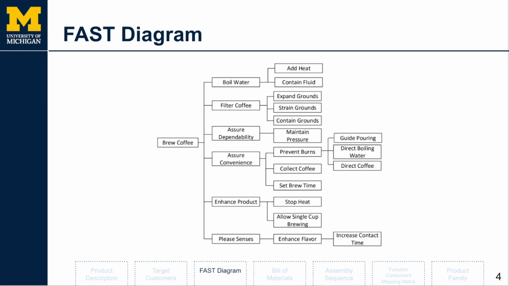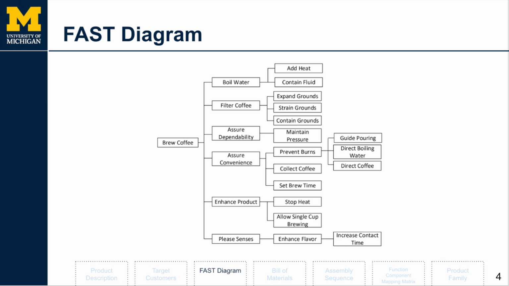We want to ensure dependability by maintaining pressure. So we don't want any leaks. We want that boiling water to be able to rise up through our unit and then onto the grounds. In order to ensure convenience, we want to prevent the user from getting burned by guiding pouring, by directing the boiling water so the user doesn't have to interact with any high energy sources, and we want to direct the coffee that is made and allow it to cool before the user handles it.